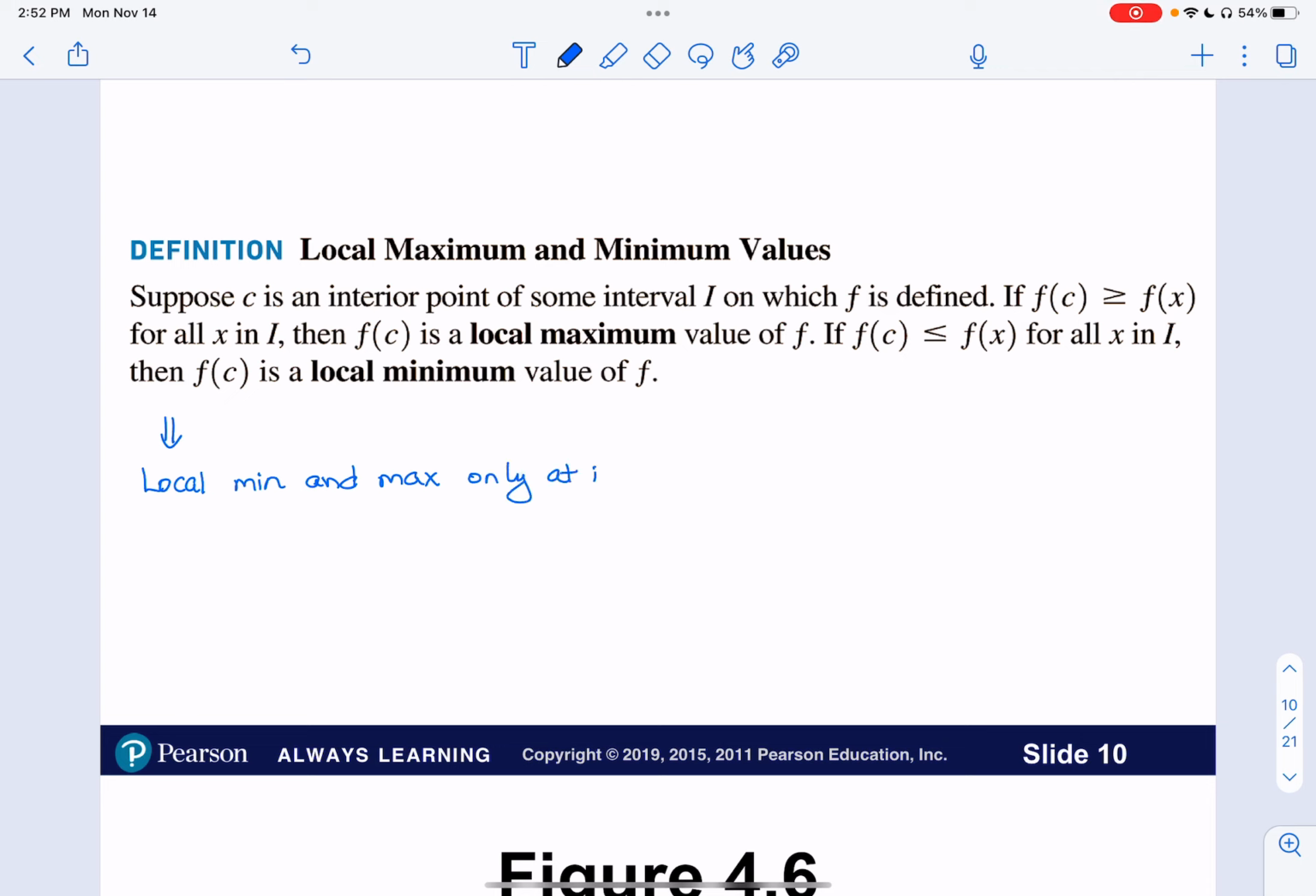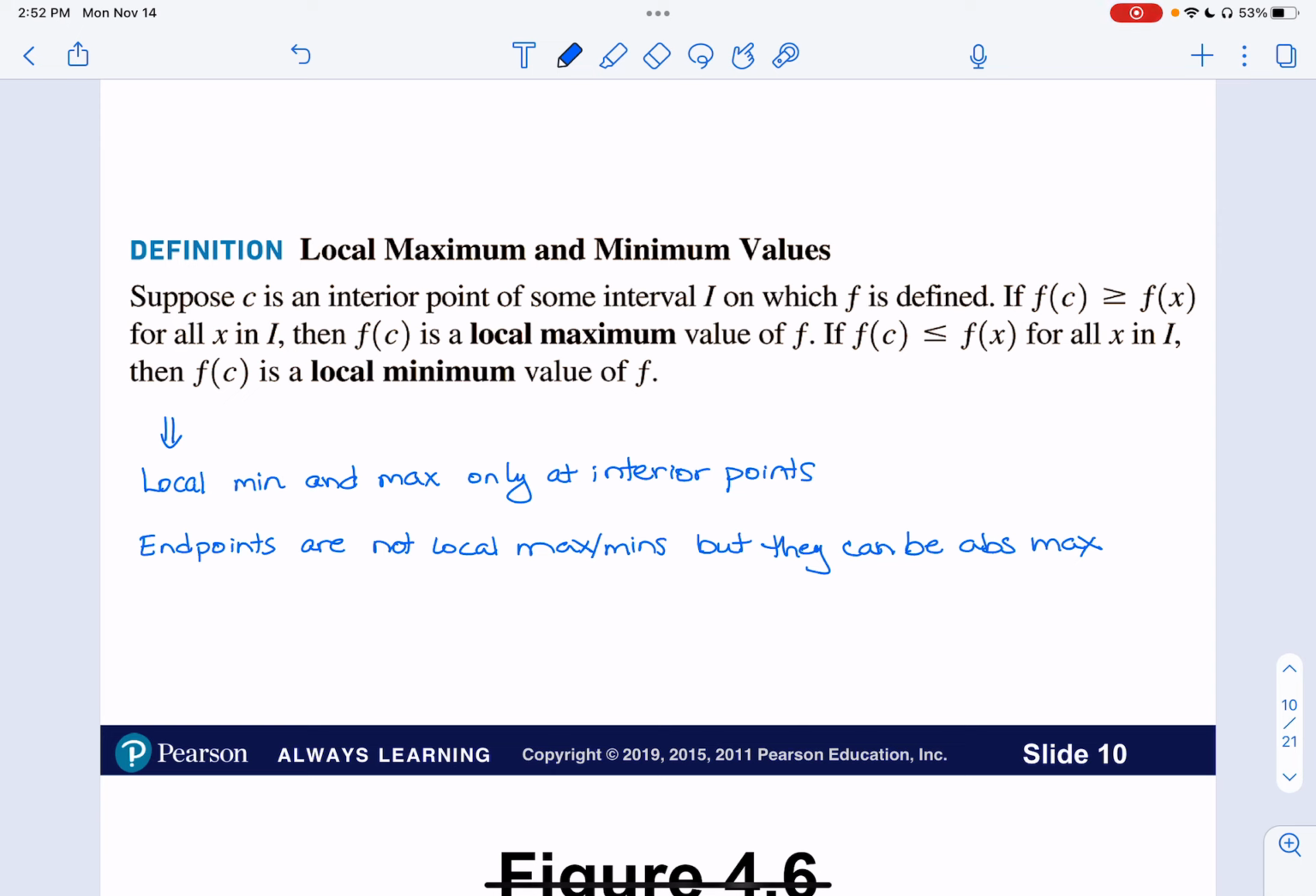So as you're doing your homework, note this. So not at the end point, okay? So basically what they say is end points on an interval are not local maximums, but they can be, and often are, absolute max or absolute mins. Okay. So they're considered absolute extrema at the endpoints, but your book does not define them as local extrema. Alrighty?